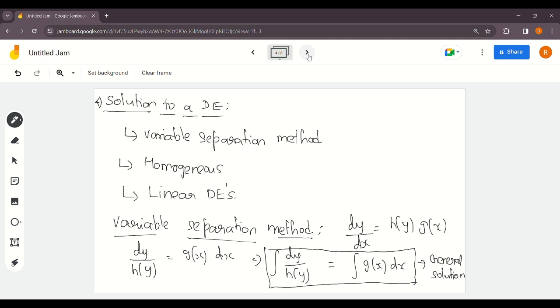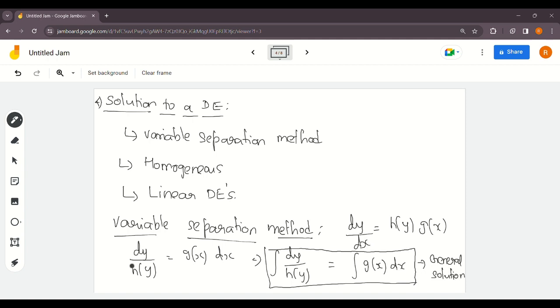Variable separation method, the name itself indicates you have to separate the variables. Suppose the differential equation is like this, dy by dx equal to h of y, where h of y is a function of y, and g of x, where g of x is a function of x. So you need to group y variables separately and x variables separately and then integrate. So what we are doing, dy divided by h of y, we are grouping y terms to one side. Dy divided by h of y equal to g of x into dx.